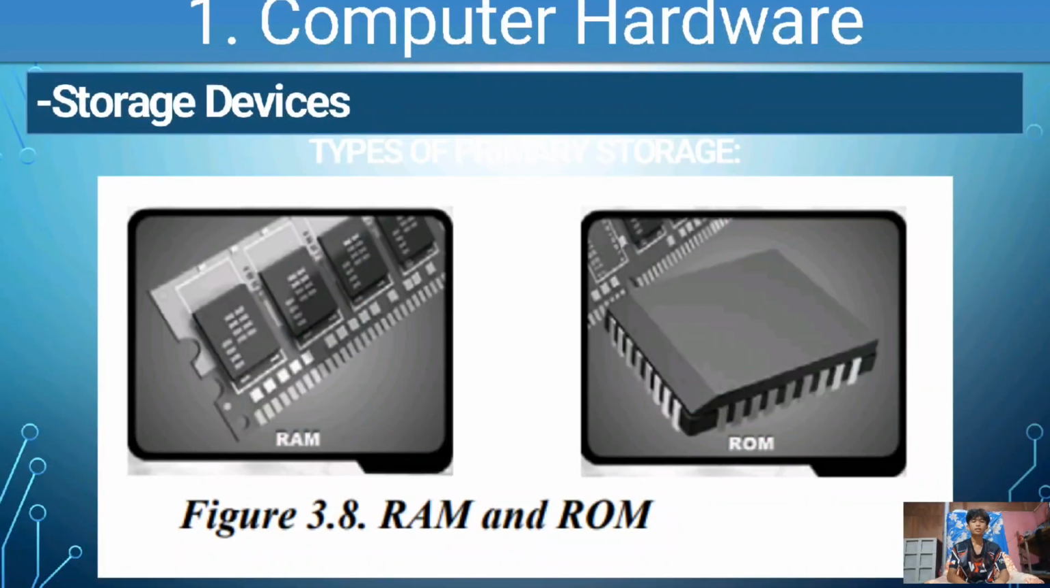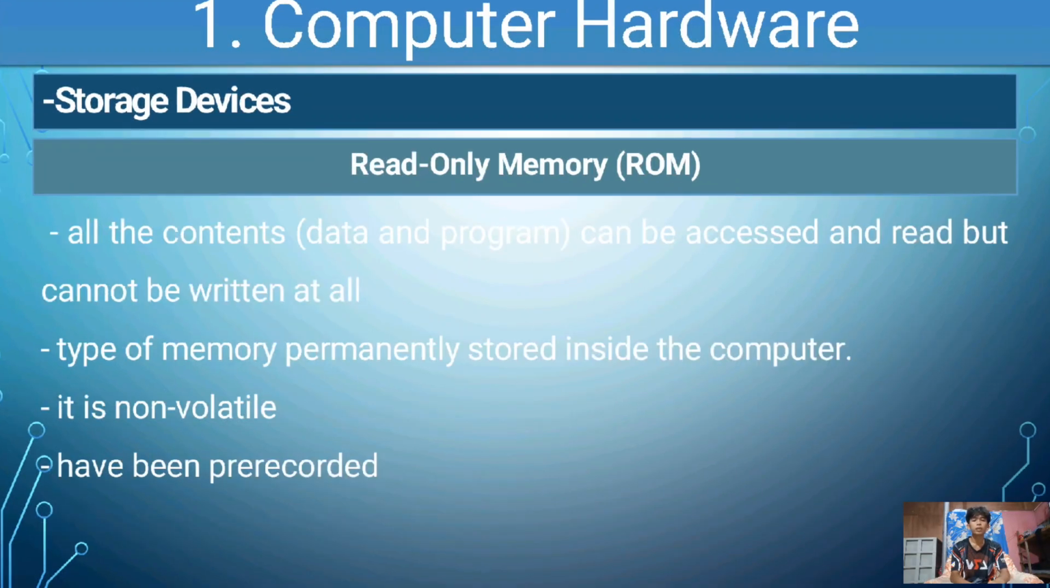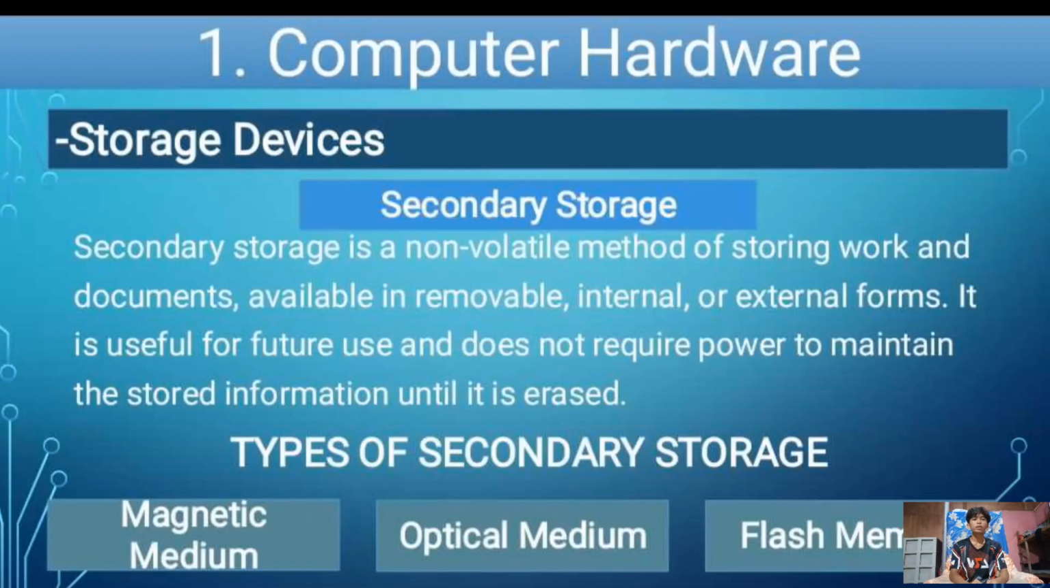Types of primary storage. Random access memory or RAM. The data and programs in RAM can be read, retrieved, and written, stored. It is also known as working memory. It stores data during and after processing. It's volatile. It holds temporary instructions and data needed to complete tasks. Read-only memory or ROM. All the contents, data, and programs can be accessed and read but cannot be written. It is a type of memory permanently stored inside the computer. It's non-volatile and pre-recorded.